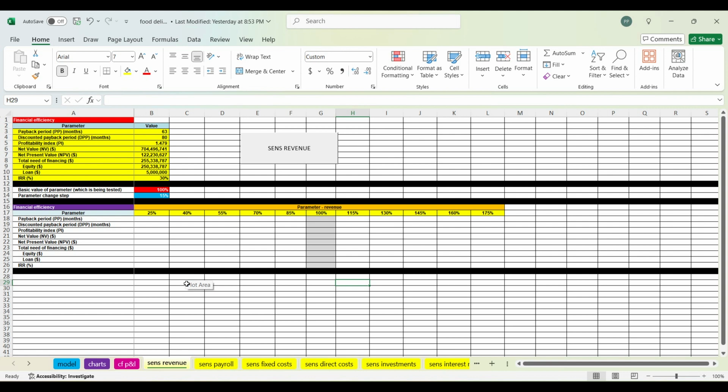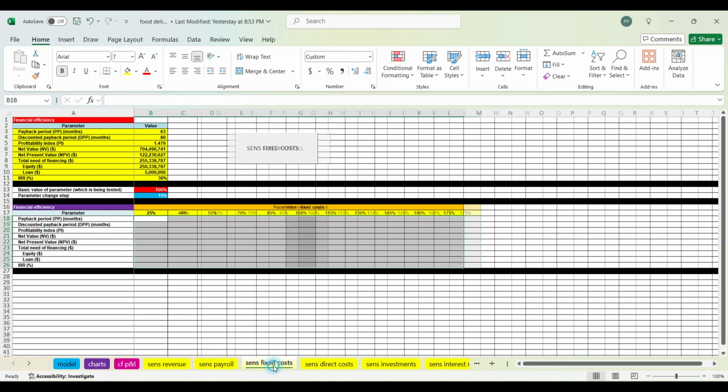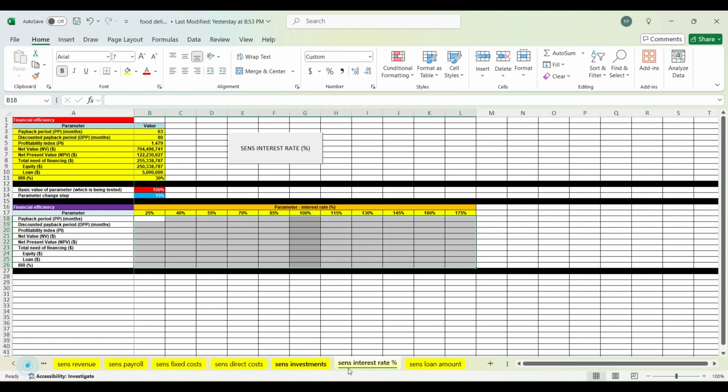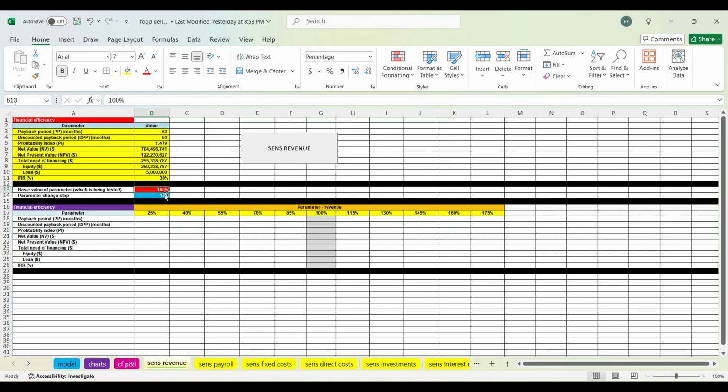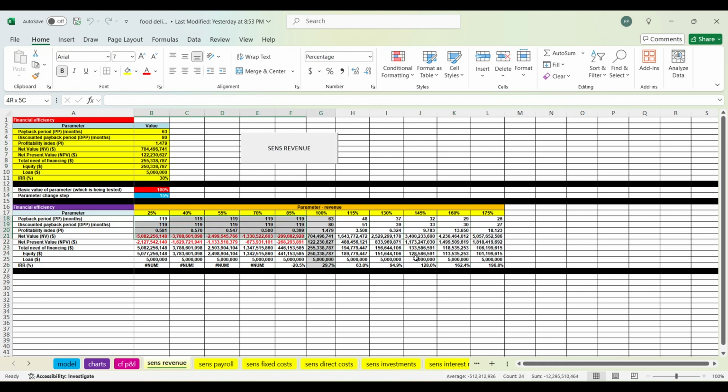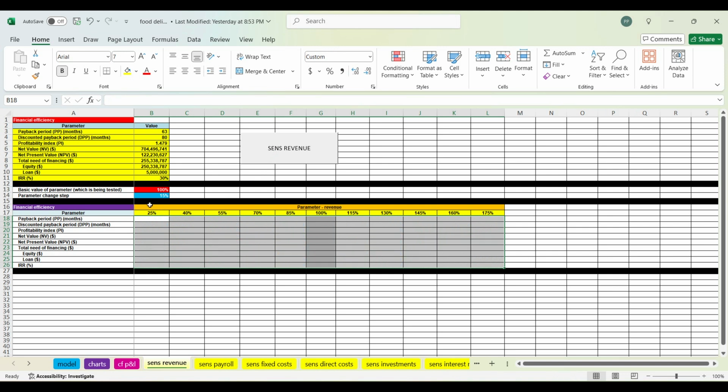Then we have the sensitivity analysis block consisting of yellow tabs for different parameters. Revenues, payroll, fixed costs, direct costs, investment plan expenses, interest rate, and loan amount. We're adding this parameter to the revenues in this particular case and see financial efficiency if the value of this parameter will increase or decrease with this increment. We can press the Sense button and see how the financial model reacts if revenues or other costs increase or decrease by this or that percentage value.